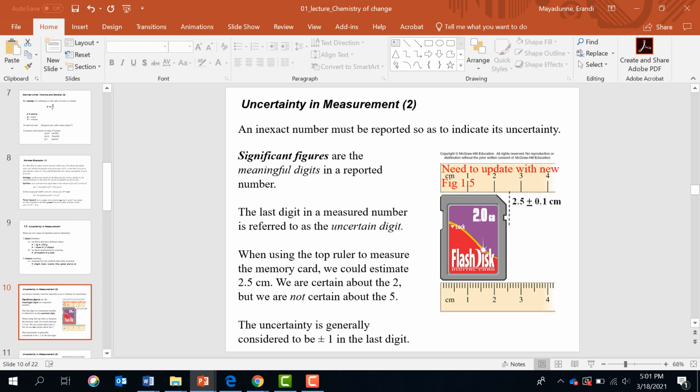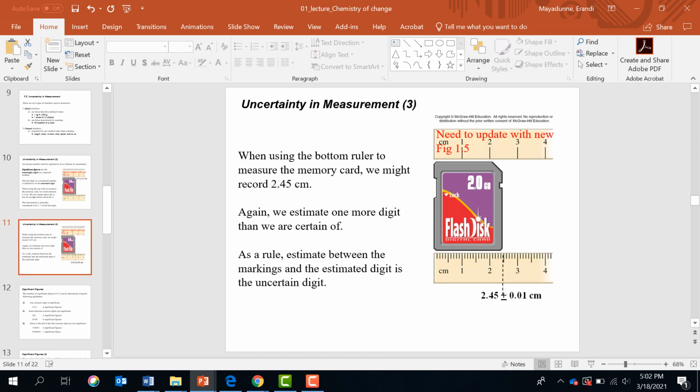And if you see this ruler, they measure the width of the flash disk. I can say 2.5, and one of you can say, oh, it's 2.4. Another person can say it's 2.6. So in that way, the 0.5 is uncertain. But if you think about this one, it says 2.45. This is very accurate. You say 2.45, I say 2.46, some other person says 2.44. So that means the last digit is always uncertain.